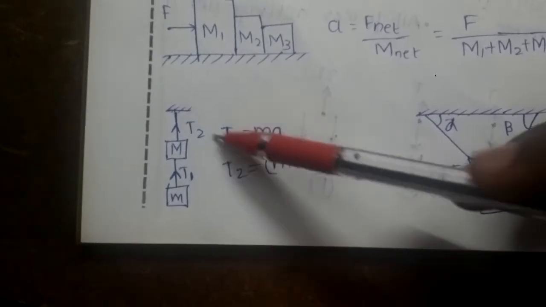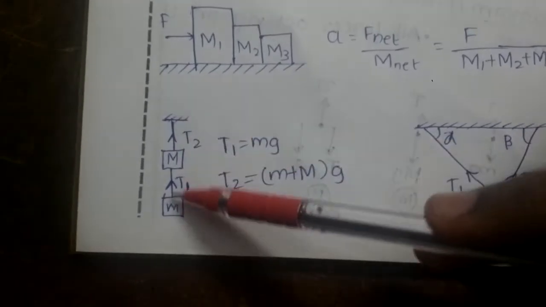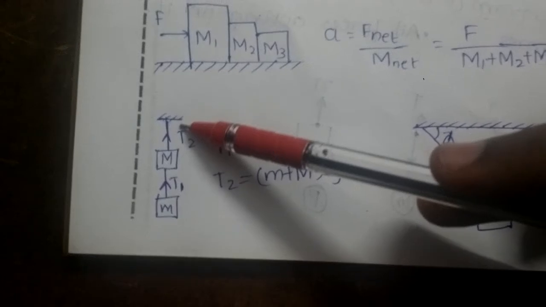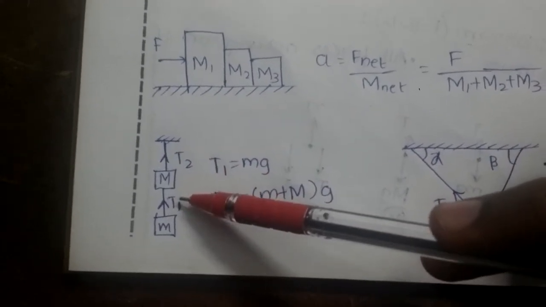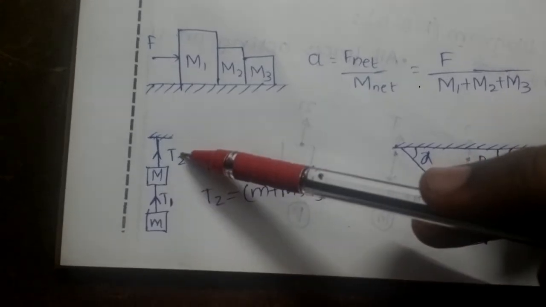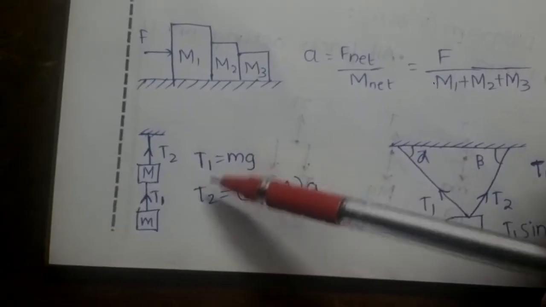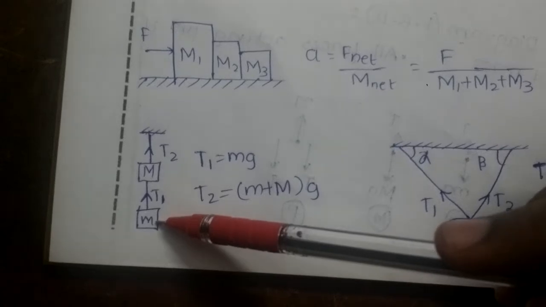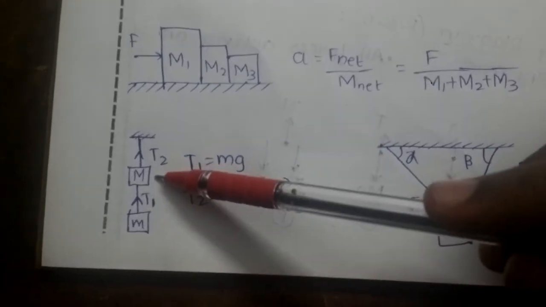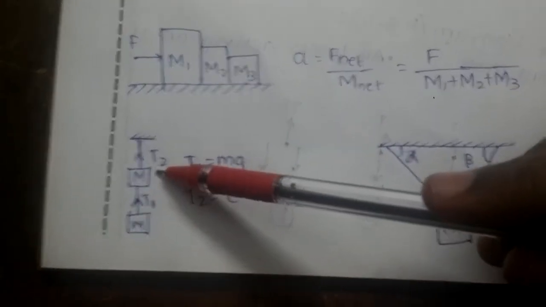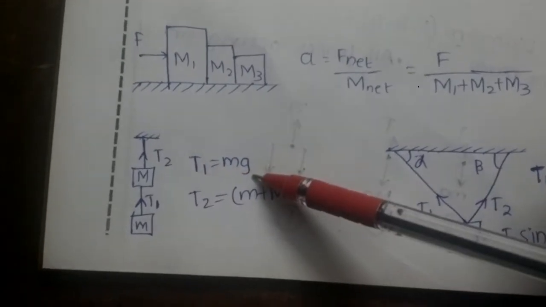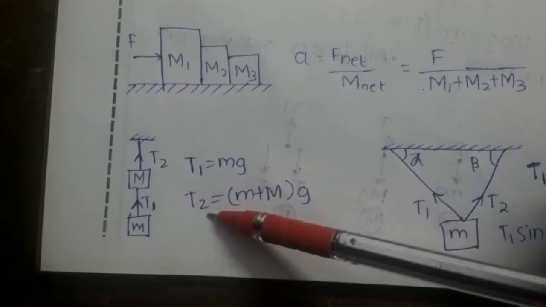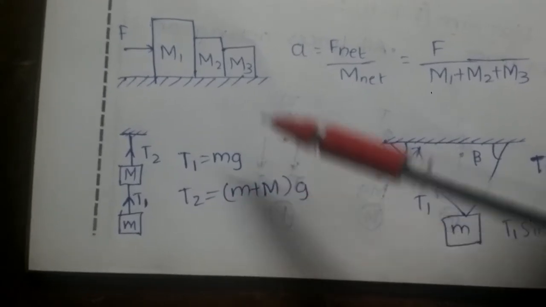Considering this example, these are two different strings, so they have different tensions. Let us consider the tension in the lower string as T1 and the other as T2. The lower block has small mass m and the upper block has mass capital M. Then T1 is equal to small mg and T2 is equal to small m plus capital M into g. We can prove this.